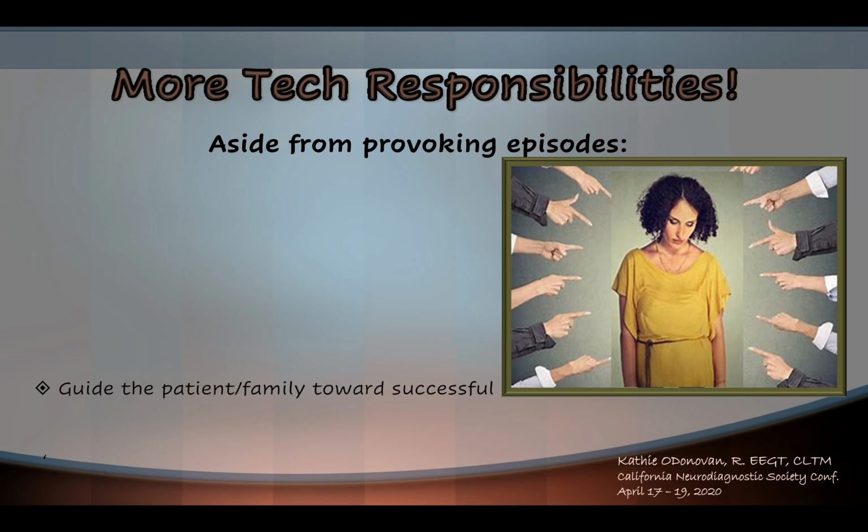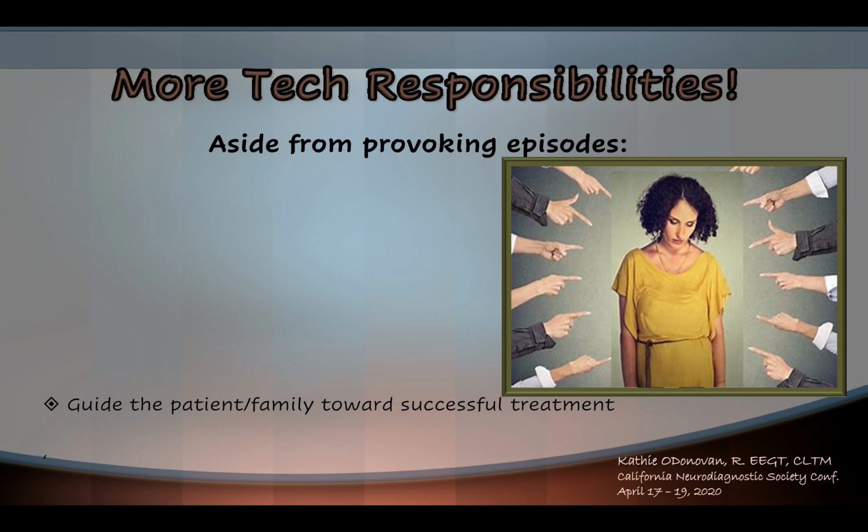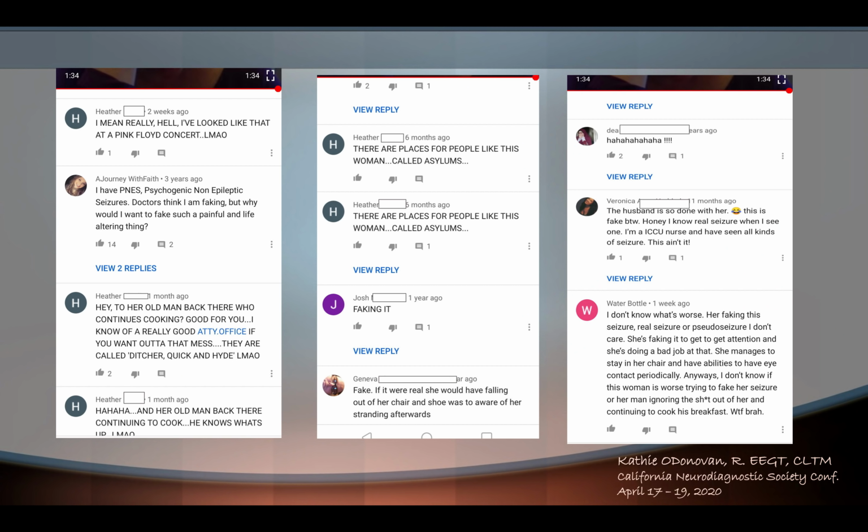But they need to be guided. And the tech, I think us techs have the most effectiveness at being able to guide them towards successful treatment by how we treat them in the period of time that we're running this EMU study before they get this diagnosis from the doctor.